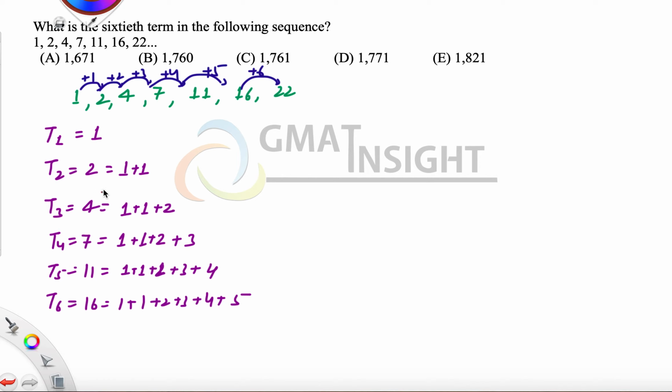Now you have to quickly understand the pattern here. In the second term we are adding just 1, and in the third term we are adding 1 to 2. In the fourth term we are adding 1 to 3. In the fifth term we are adding till 4. In the sixth term we are adding till 5, which means following this pattern, the 60th term of the sequence will be 1, followed by 1 plus 2 plus 3 up to 59.